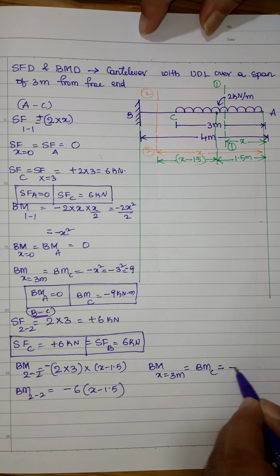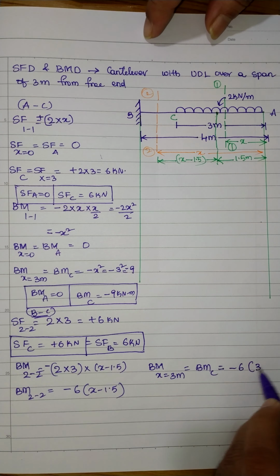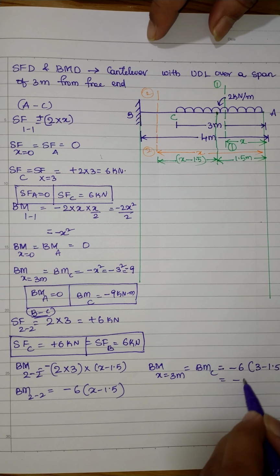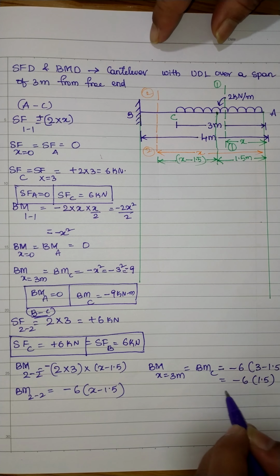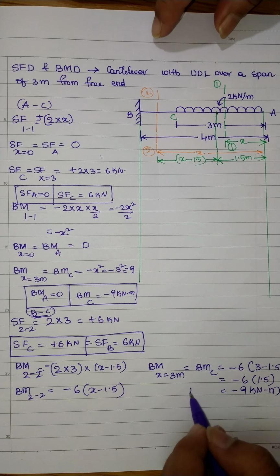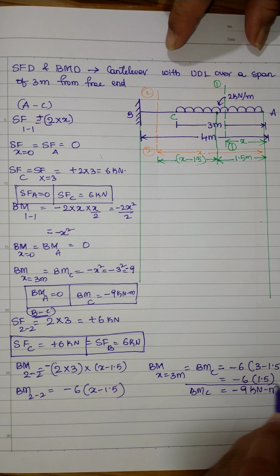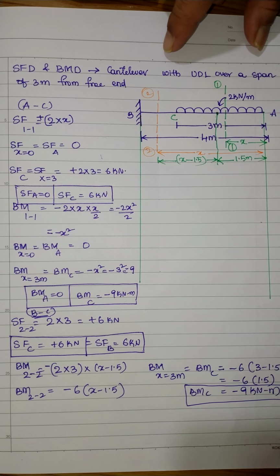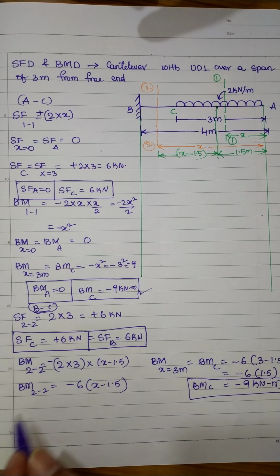So this will be minus 6 multiplied by (3 minus 1.5). So this is minus 6 multiplied by 1.5, which is equal to minus 9 kilonewton meter. We got one value here: the bending moment at point C is minus 9 kilonewton meter. It is similar to the value which we obtained earlier for the section A and C.